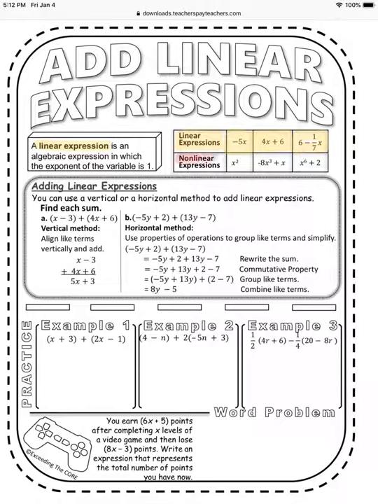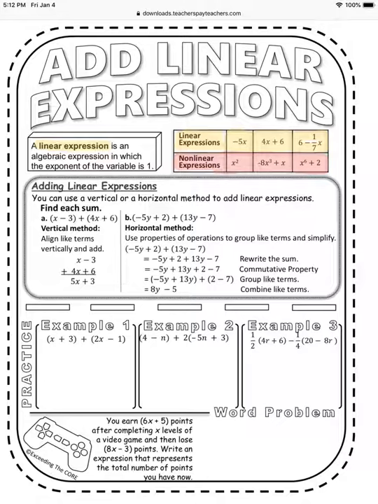Some nonlinear expression examples we have: x squared. The variable has the exponent of 2. The next one is negative x to the third power plus x. The x here is cubed, or to the third power. And finally, we have x to the sixth power plus 2. Again, if the variable has an exponent, then it is not linear.